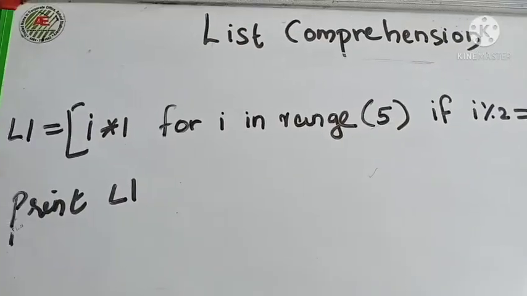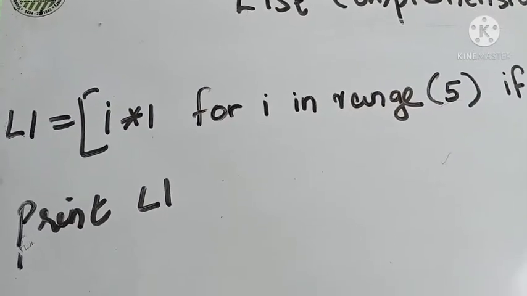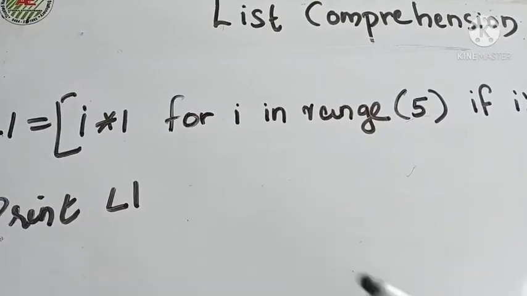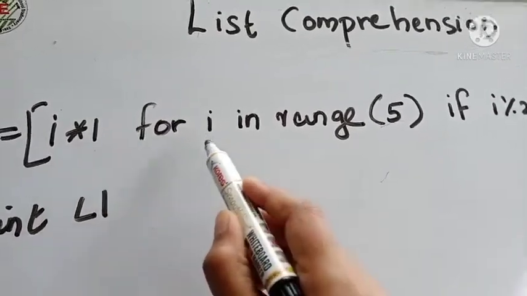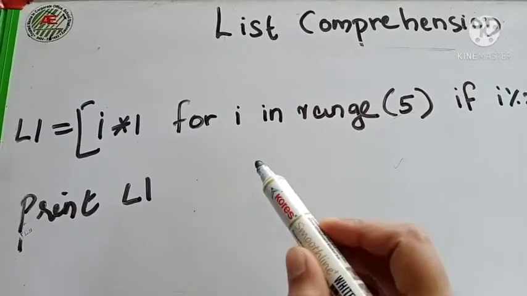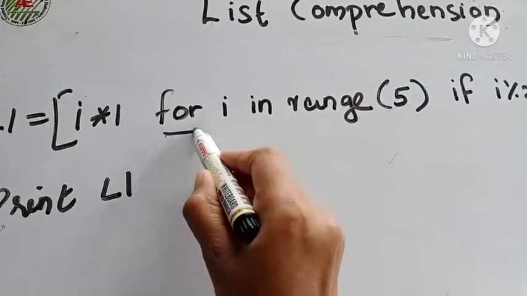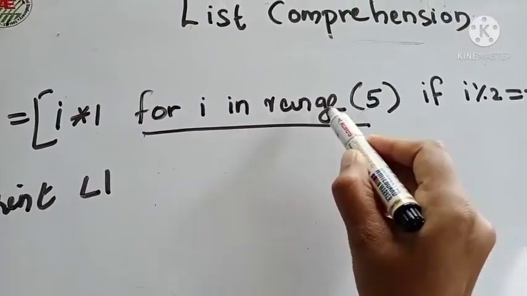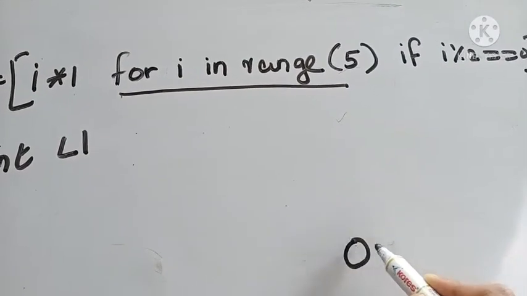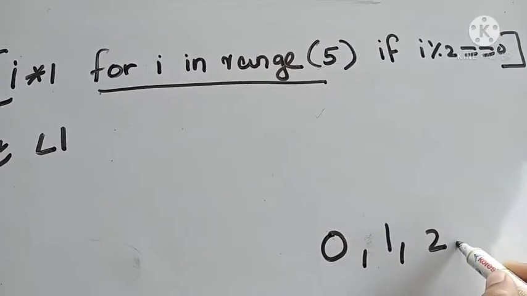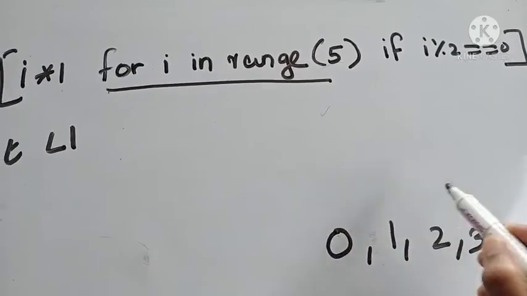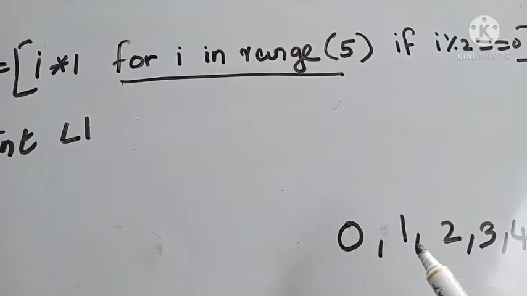Here is a small example using list comprehension. See here, L1 is a list equal to square brackets. Within the square brackets you can see i * 1 for i in range(5) if i % 2 == 0. So you know that in this case the for loop will work first, right? In the for loop, can you tell me what values i can have? Range of 5 means it can have 0, 1, 2, 3, 4 only, right? Will all the values move to i together? No, it will move one by one.